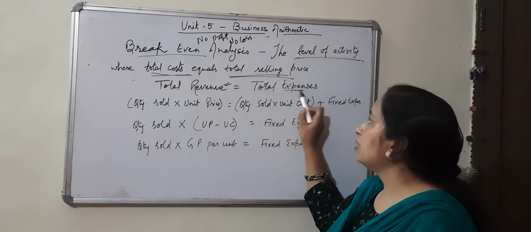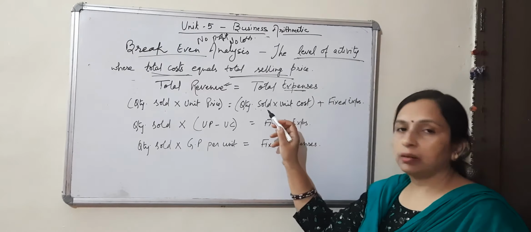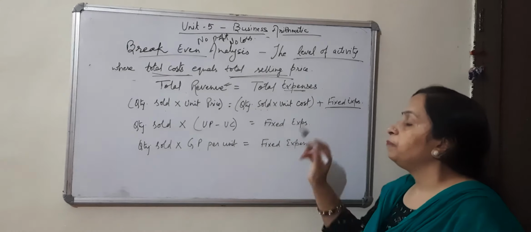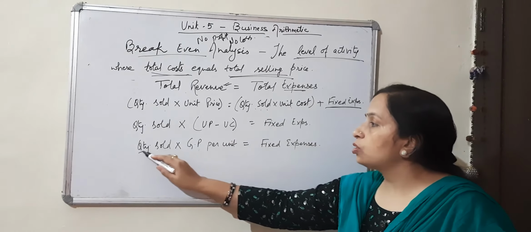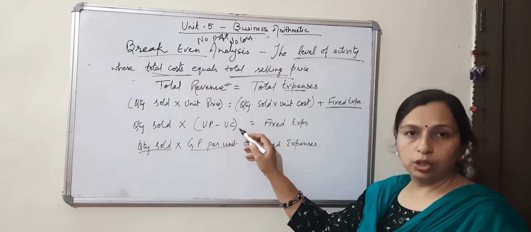And here expense means what? Total units sold into unit cost. How many units the company has sold and what is the unit cost plus fixed expenses. Now when we will see this, the last one is quantity sold into gross profit.